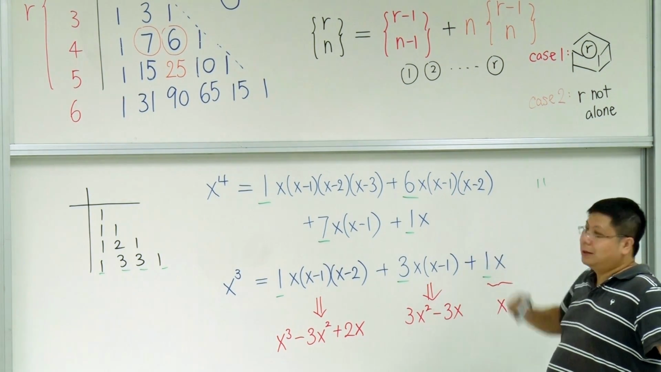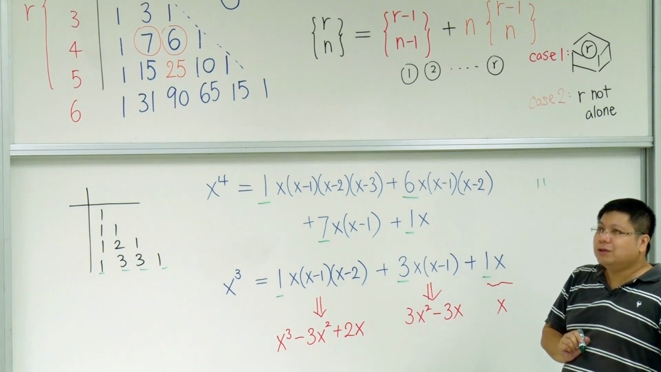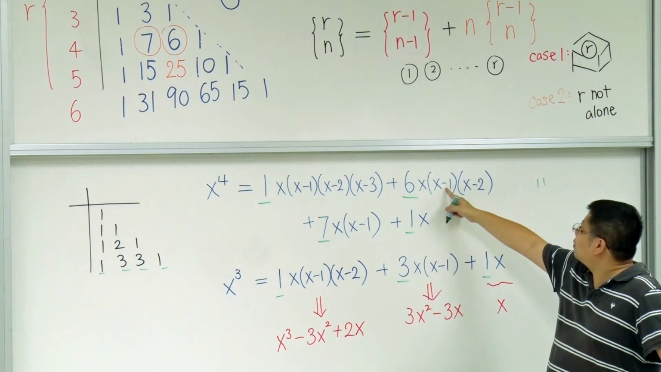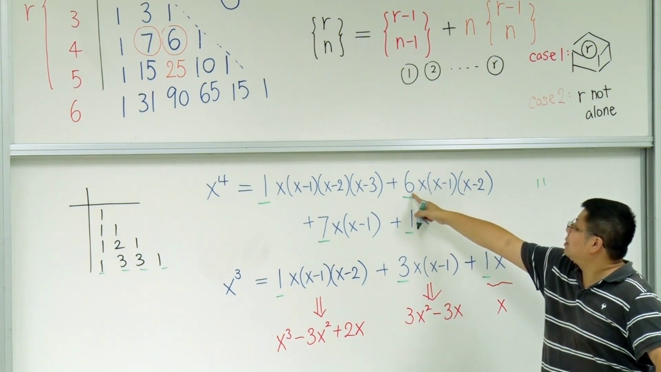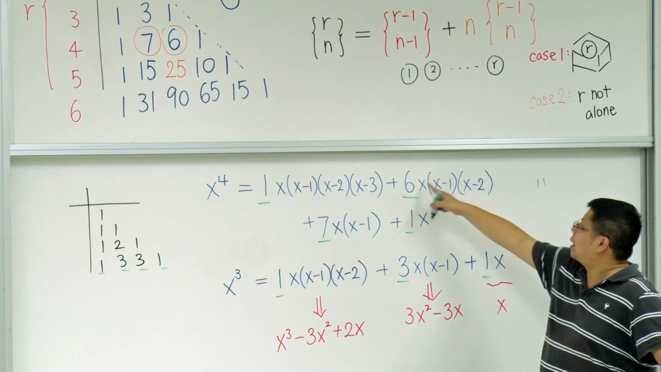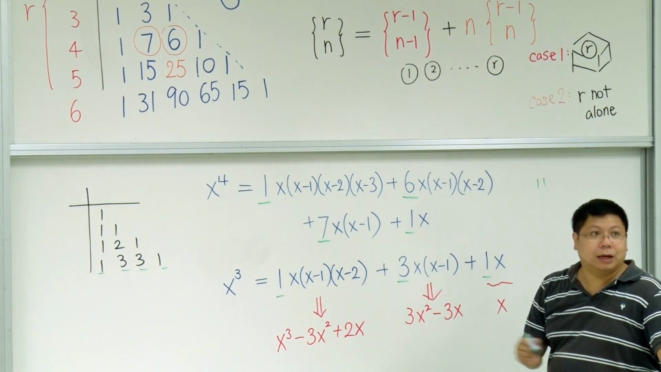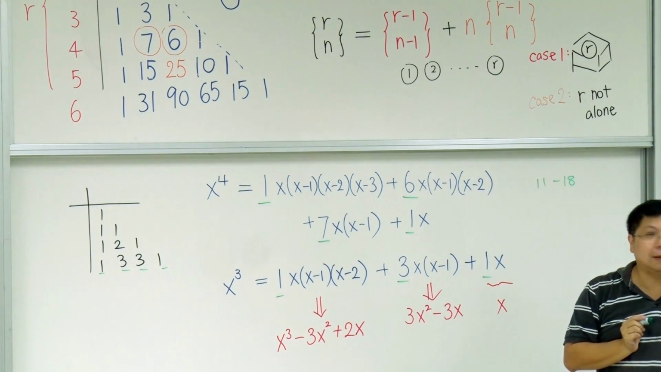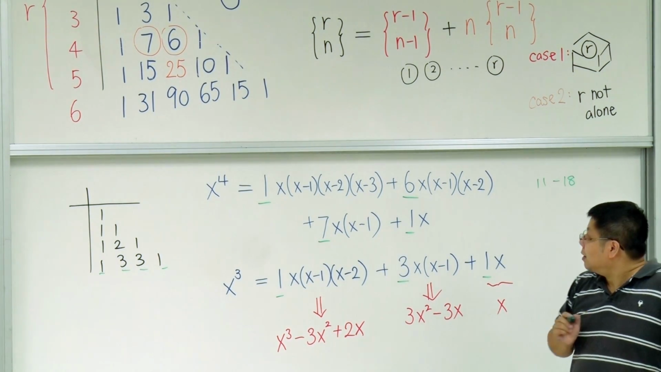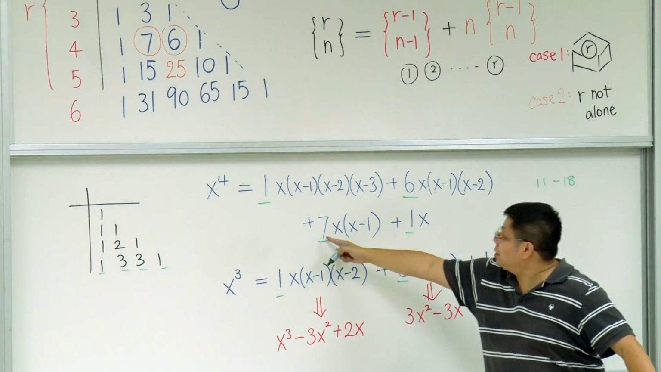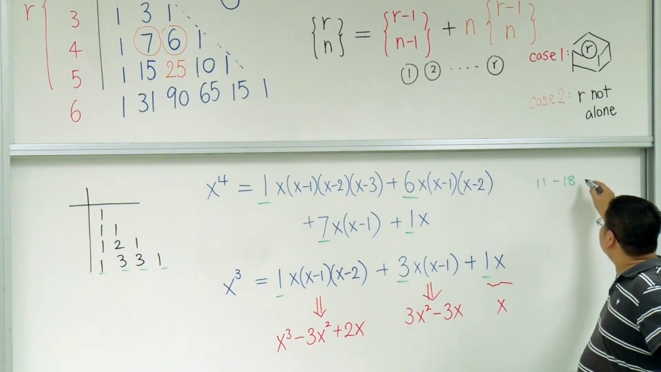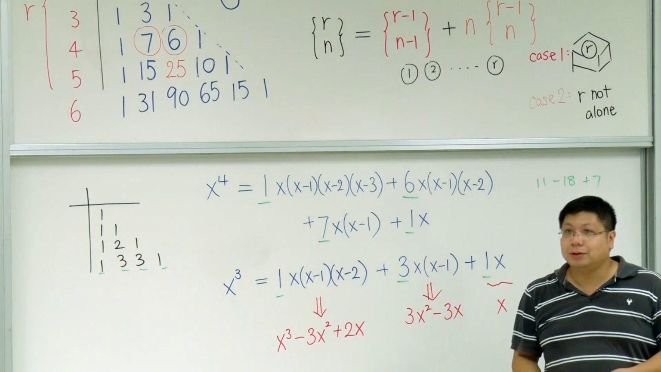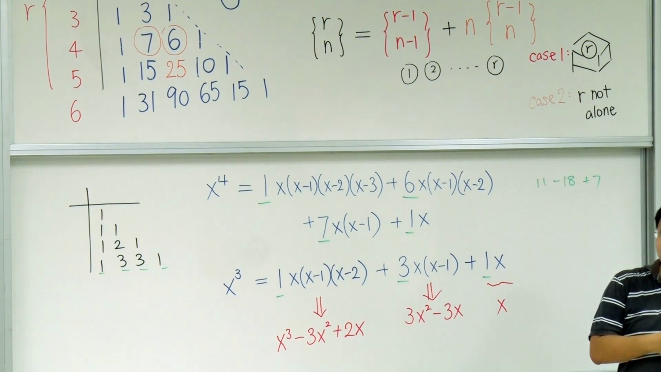Okay. This one, you want to get x squared. And then this one, you have minus 1 times 6, and then minus 2 times 6. Is that okay? So altogether, it is minus 18. Does that make sense? Minus 18. And then this one, 7x, so plus 7. So 11 minus 18 plus 7? 0. So you have 0 x squared term overall.